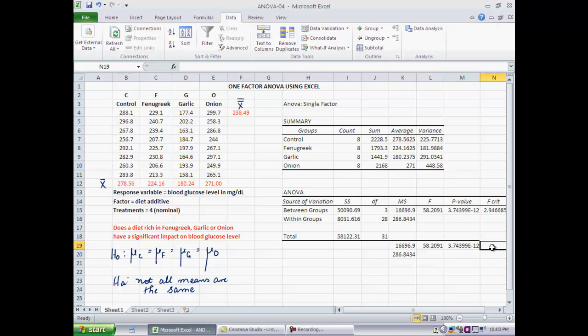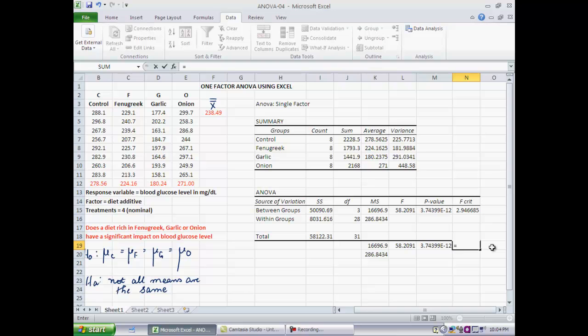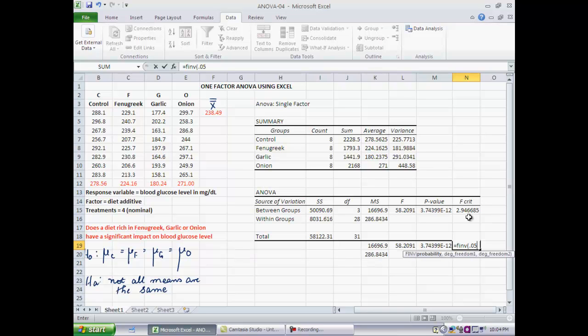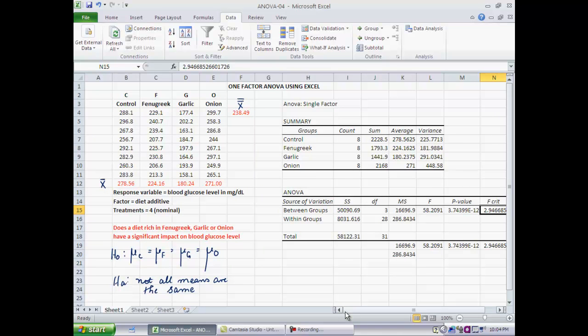Now, if we use the other method of doing hypothesis testing, namely the critical value method, the F critical says, well, you are willing to accept a 5% chance of making a type 1 error. So what F ratio would you consider high enough to reject the null? So I use an F inverse. I'm willing to accept a 5% chance of making the wrong call. My numerator degrees of freedom is 3 and my denominator degrees of freedom is 28, and we get 2.946685. So this is telling us that if I'm willing to accept a 5% chance of making a type 1 error, any F ratio that is greater than 2.94, I will say that it's highly unlikely that I would have gotten it by chance. And in this case, what I actually got is a ratio of 58 that is way greater than 2.94. So F is greater than F critical, so I reject the null.